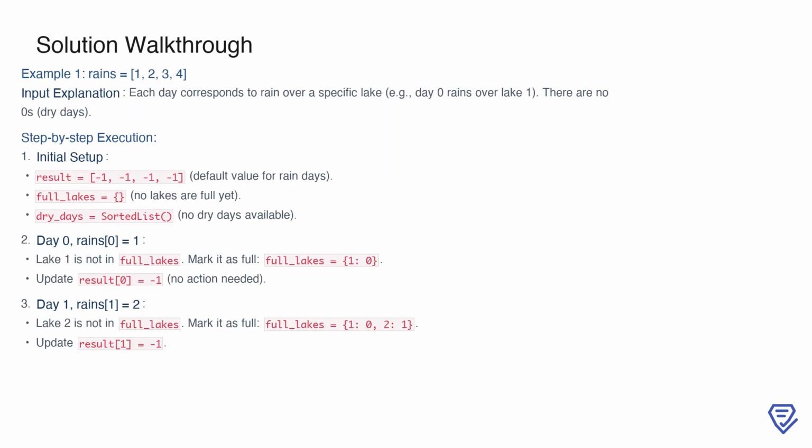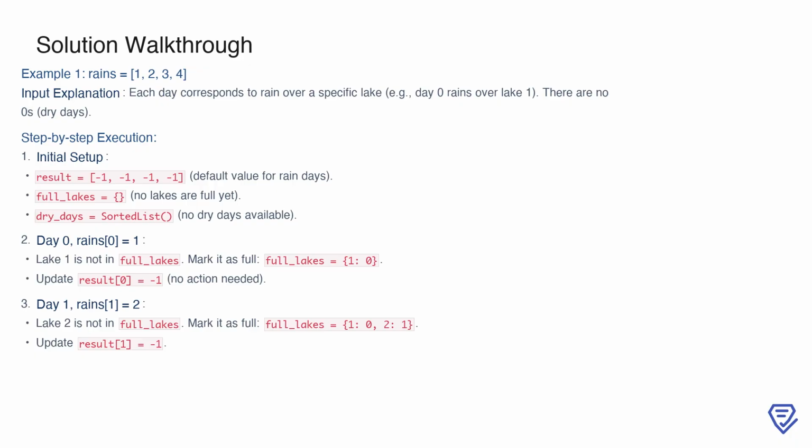In this first example, we are given the array rains equals 1, 2, 3, 4. Each number represents the lake that receives rain on that day. Since there are no zeros, or dry days, we will focus on marking each lake as full and ensuring no lake overflows. We start with an initial setup, where the result array is initialized to -1, -1, -1, -1, representing no dry days. The full_lakes map is empty, as no lakes are full yet, and the dry_days list, which would store the indices of dry days, is also empty.